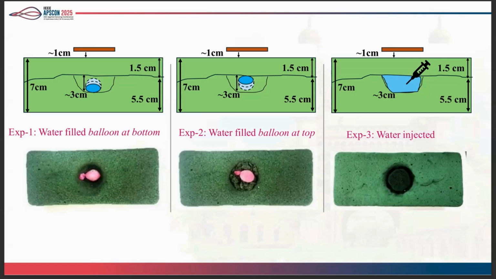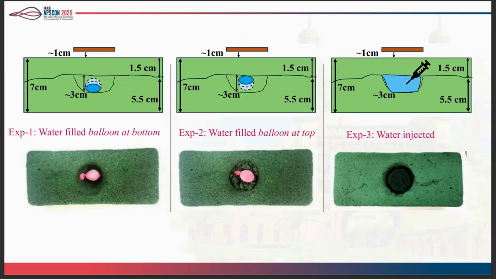Here we have a water-filled balloon at the top. That means the distance between the water level and the antenna is always fixed. What is increasing when we increase the water volume is that it increases in the downward direction. And the last one that we did is we put in another piece of PU foam and injected it with water. When we inject it with water, we are not sure in which direction the water is spreading.